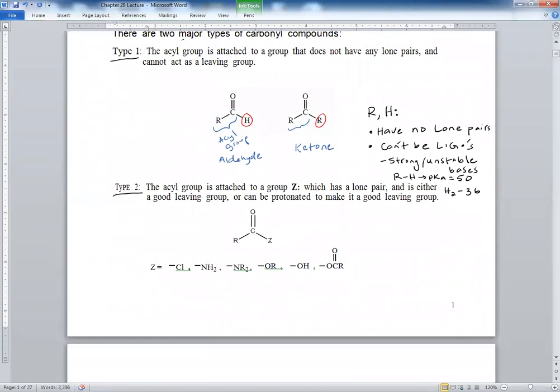Z right here. So once again, you have your acyl group, and Z, of course, is a leaving group. And of course, Z has lone pairs. So just imagine, we can put the lone pairs on those, on the N, on the O and OR, in OH, right there. So they all have lone pairs.